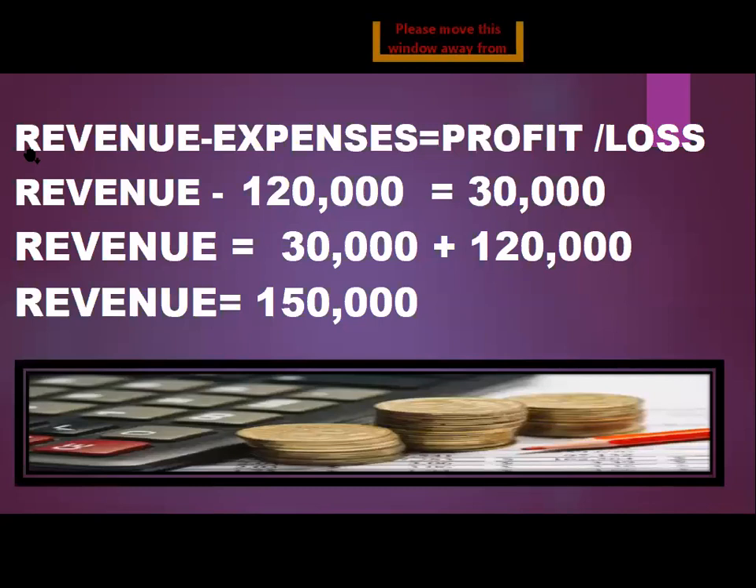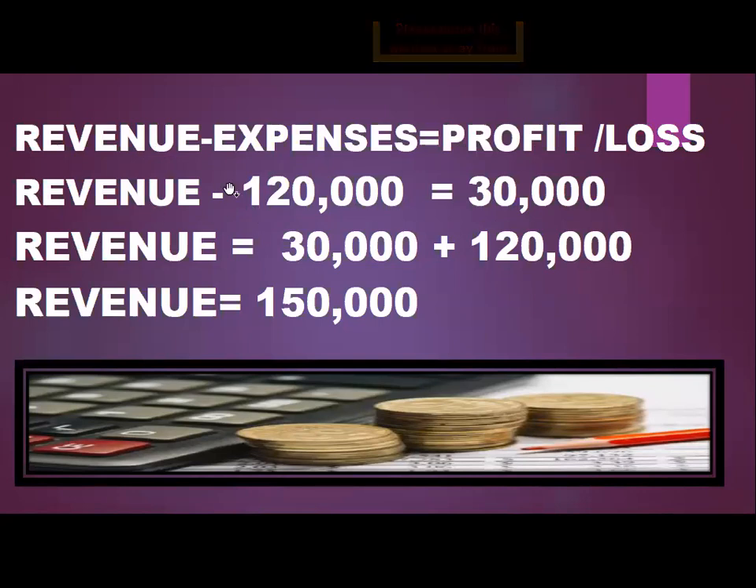You have to first of all write down your revenue equation. Revenue minus expenses is equal to your profit and loss. Then you have to find out the revenue minus, you have to put the values for expenses 120,000 which is given in your question. Then you put the value for the profit 30,000. Positive value है तो profit ही होगा.